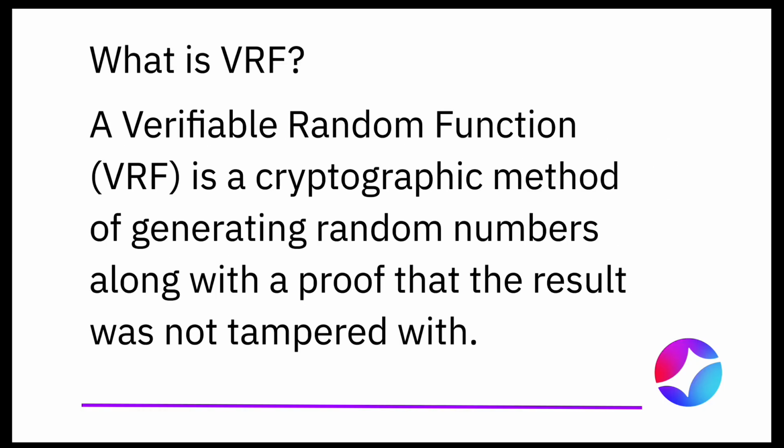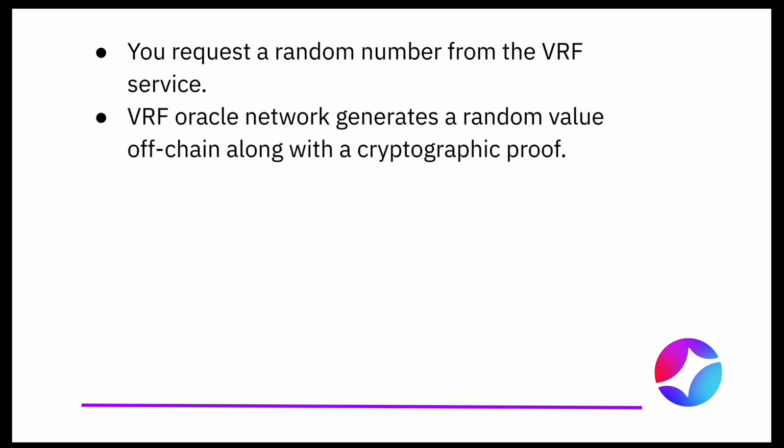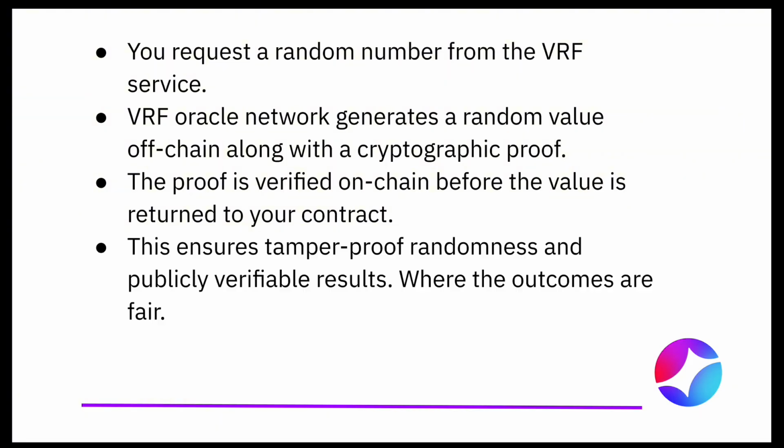What is VRF? A verifiable random function is a cryptographic method of generating random numbers along with a proof that the result was not tampered with. How does this work? Basically, you request a random number from a VRF service, and then a VRF Oracle network, in this instance Chainlink, which is made available to us via the Protofire service, generates a random value off chain along with a cryptographic proof. The proof is then verified on chain before the value is returned to your smart contract. This ensures tamper-proof randomness and publicly verifiable results where the outcomes are fair.